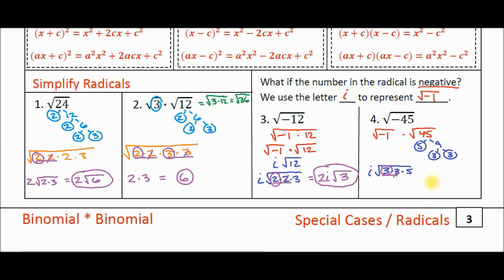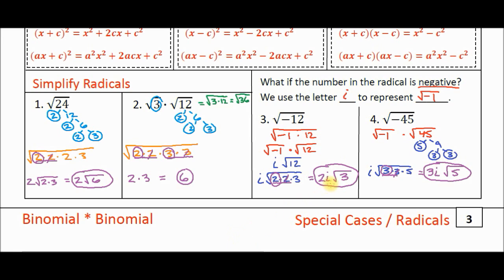When 3 makes its way out of the radical, it's going to be recombined with the I. So 3 gets out, and instead of I, it's now 3I. And looks like we have 5 that still could not get out of the radical. So 3I times the square root of 5. And there is our simplified radical when we have a negative number inside the radical.